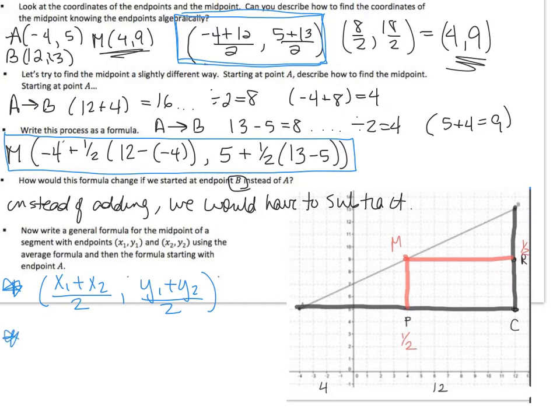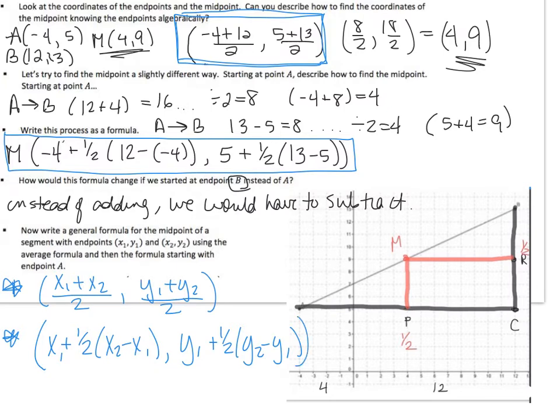The next method would be x1 plus half x2 minus x1, comma, y1 plus half y2 minus y1. Honestly, you can pick which either one you would like. I know which one I use, but I don't want to sway you.